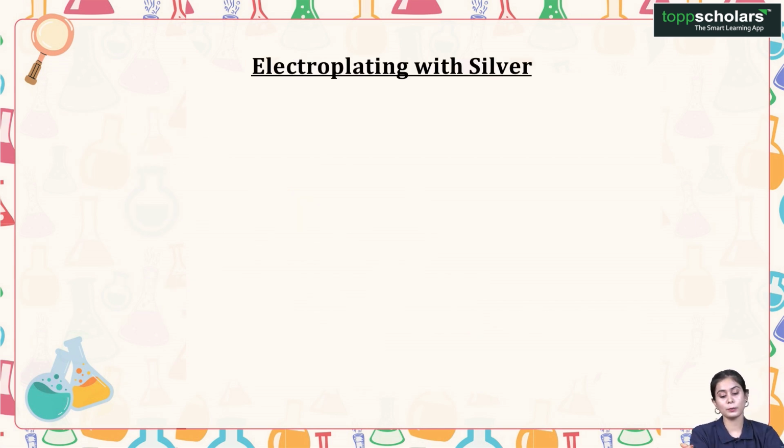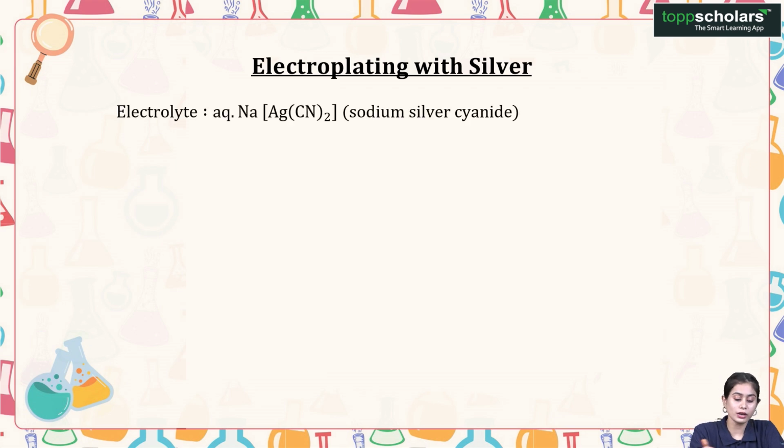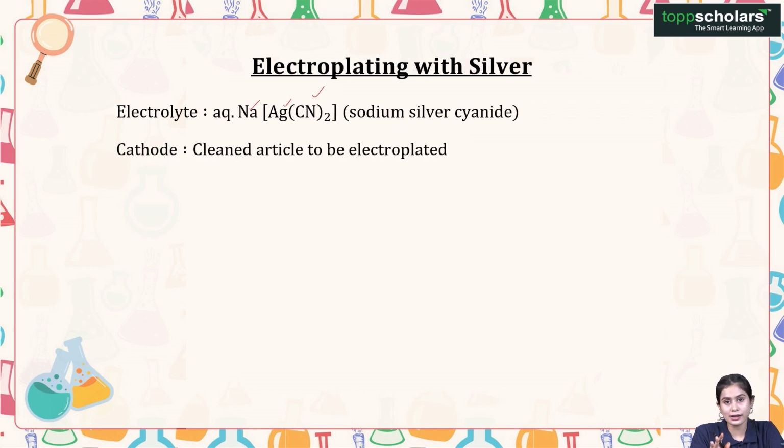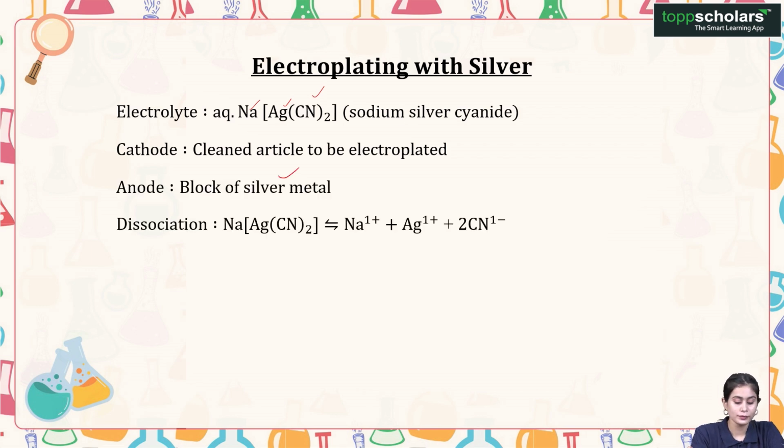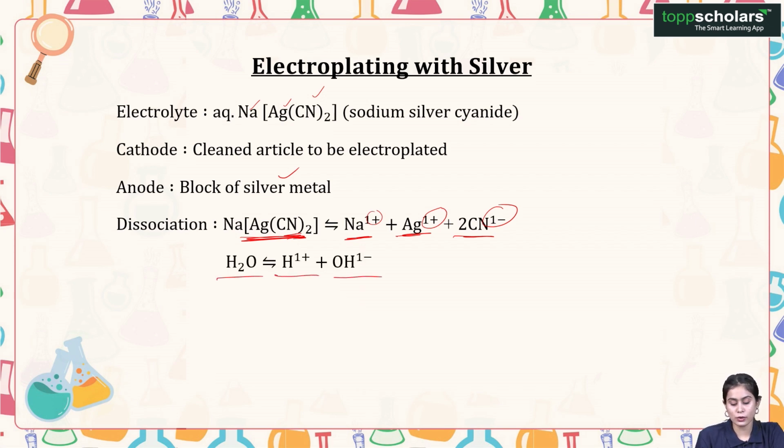Let's see another electroplating, with silver. Okay, what is the electrolyte used? You are using sodium silver cyanide. What is the cathode? The cleaned article that is to be electroplated. The anode will be the block of silver metal. Dissociation, see the dissociation is very important: Na+, Ag+, and 2CN-. The charges are plus and minus like that, only one. Correct? H2O will dissociate to form H+ and OH-.